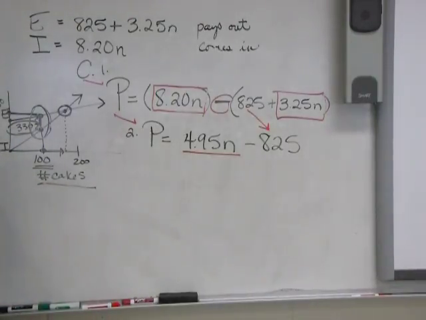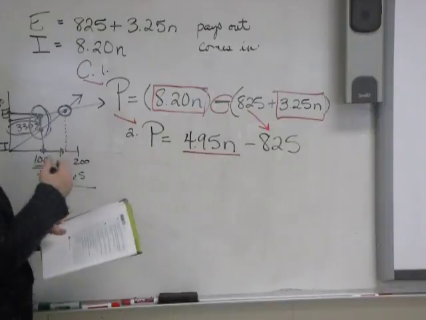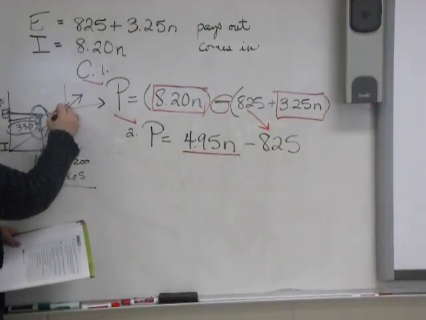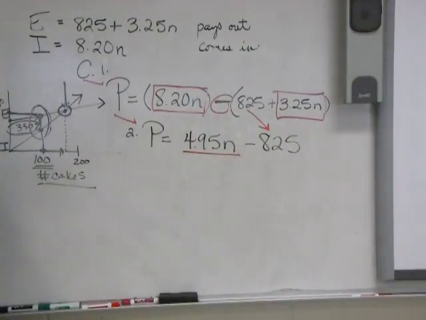Turn over to D. The break-even point is when expenses equal your income. Again, this is the break-even point, that y-intercept. It's when your expenses equal your income.